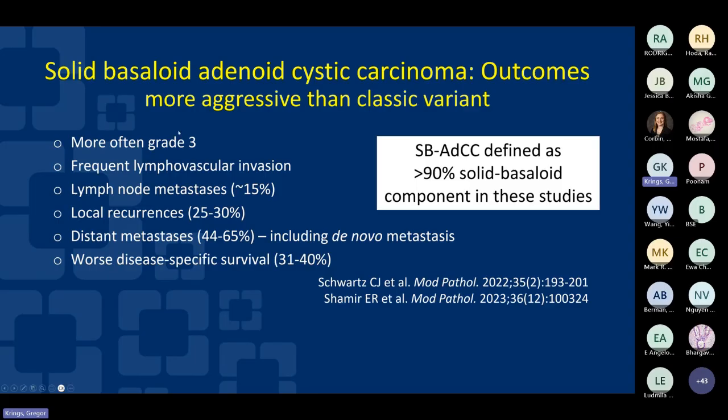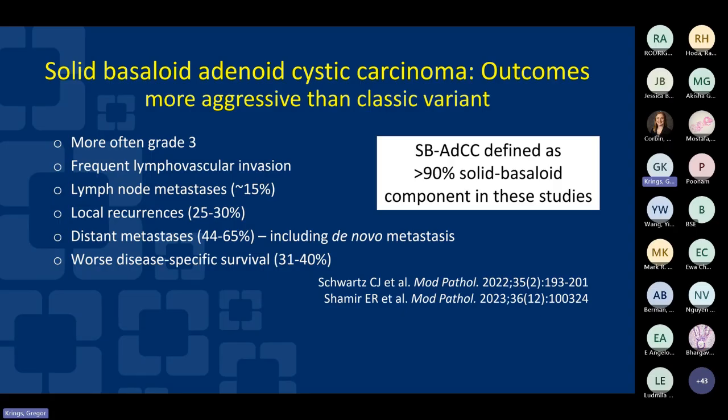And you can see here how aggressive these tumors are. They're more often grade 3. They frequently have LVI and lymph node metastasis. Up to 30% of these tumors in these studies showed local recurrence. Up to 65% showed distant metastasis, and this included tumors that presented with de novo metastasis, and they had a pretty bad disease-specific survival, certainly in comparison to classic adenoid cystic carcinomas.